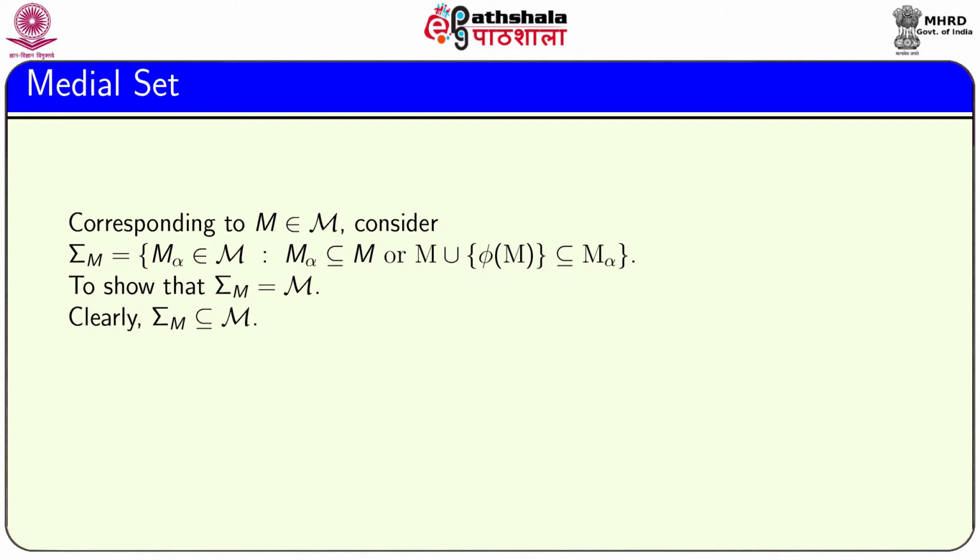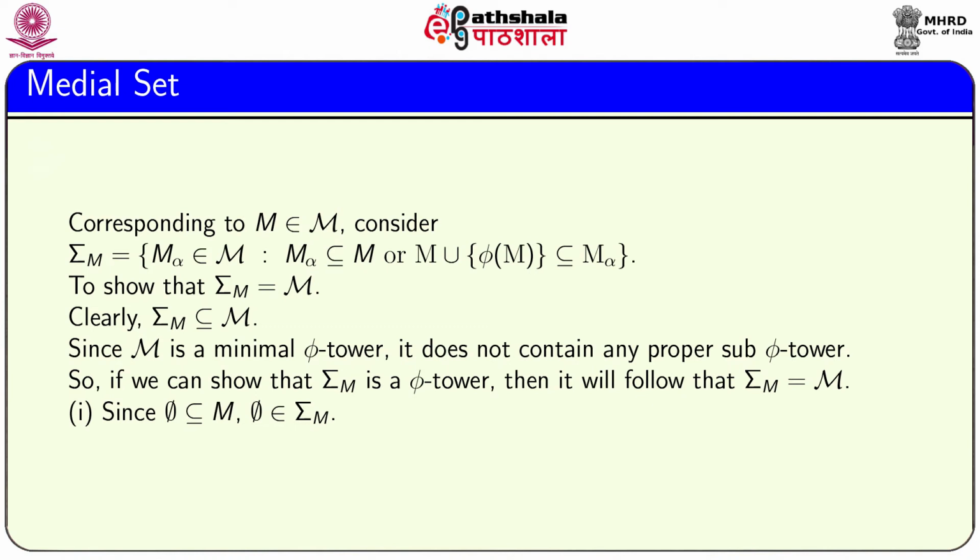Clearly, sigma M is a subcollection of script M. Since script M is a minimal phi tower, it does not contain any proper sub phi tower. So, if we can show that sigma M is a phi tower, then it will follow that sigma M is equal to script M. Since phi, rather the empty set, is a subset of M, this empty set will be inside sigma M.